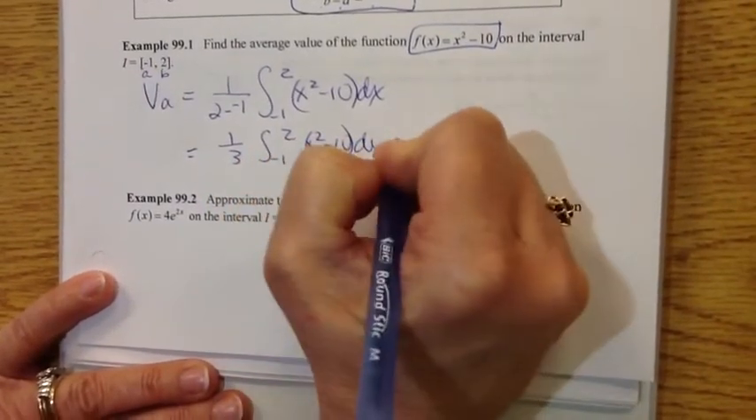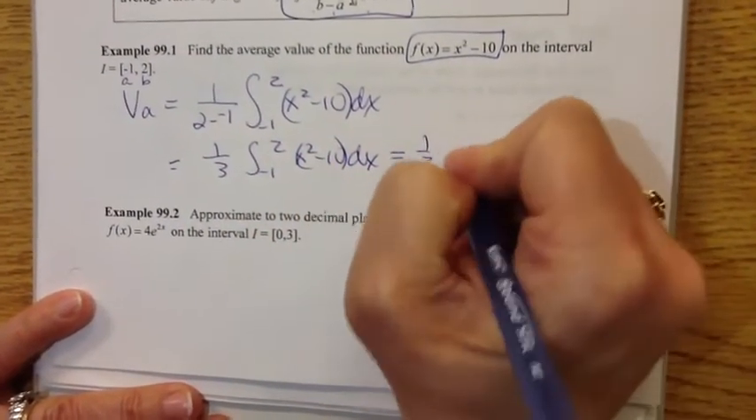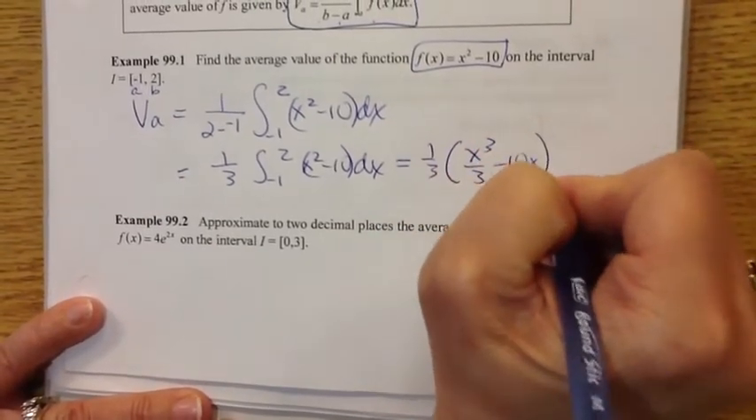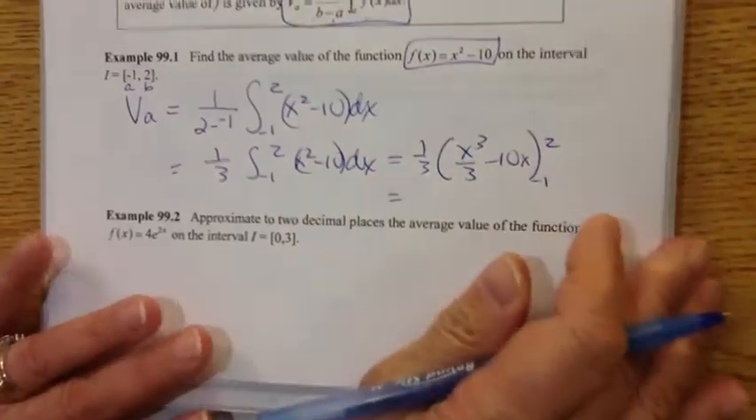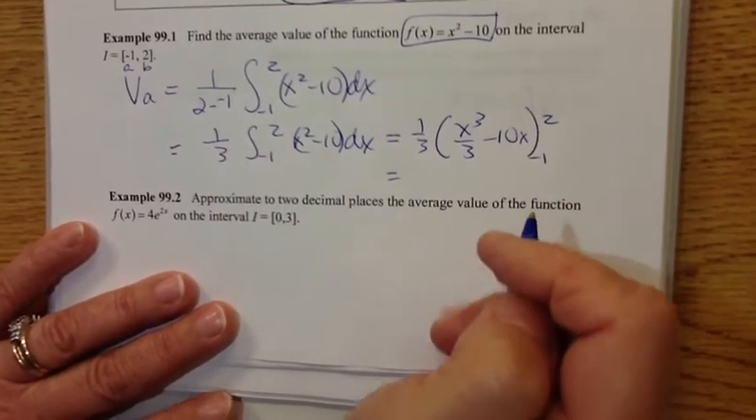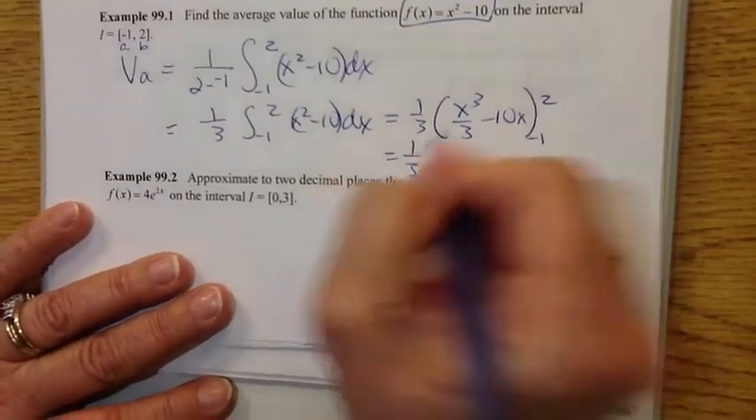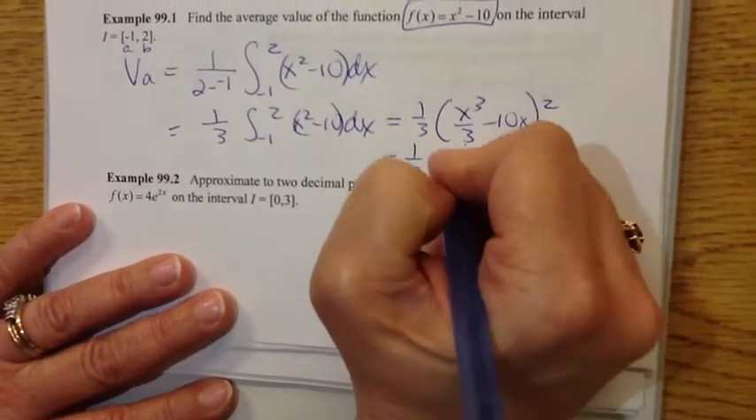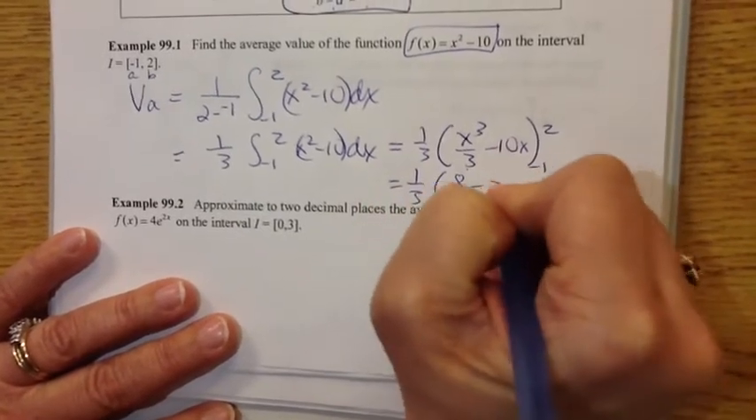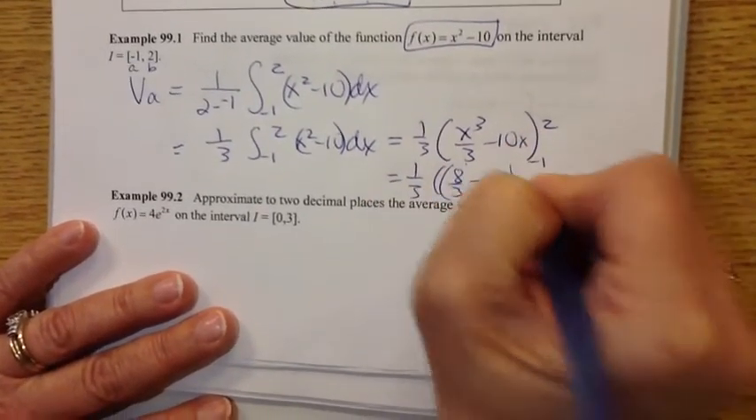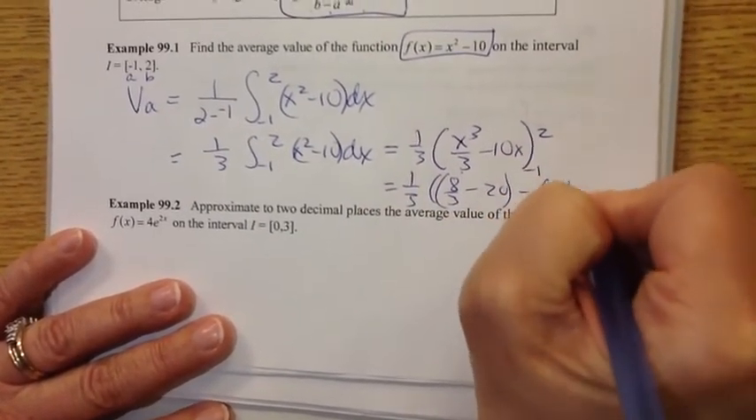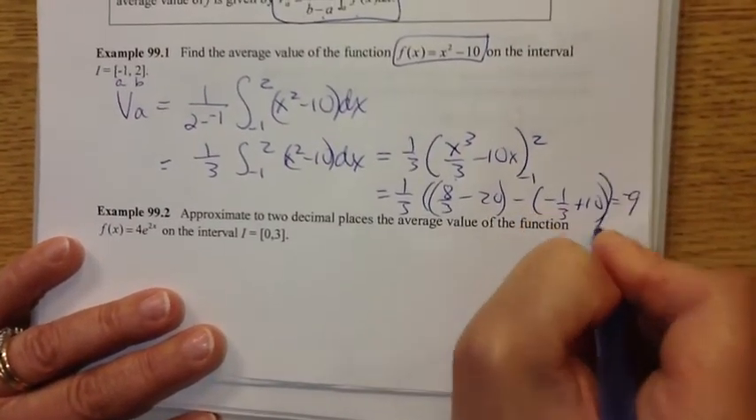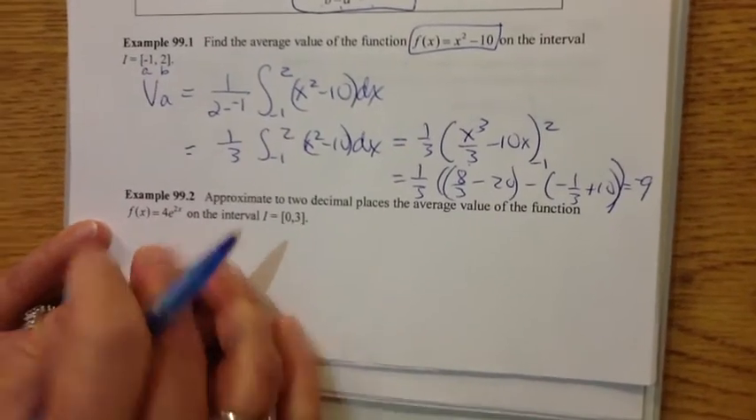Is the integration difficult? Nope. So now you have x cubed over 3 minus 10x going from negative 1 to 2. And you should end up with the lovely number of negative 9. So I got 8 over 3 minus 20, minus negative 1/3 plus 10. And you end up with negative 9. Okay? It's the average value of this function.